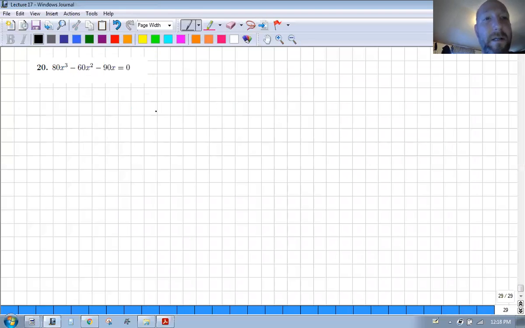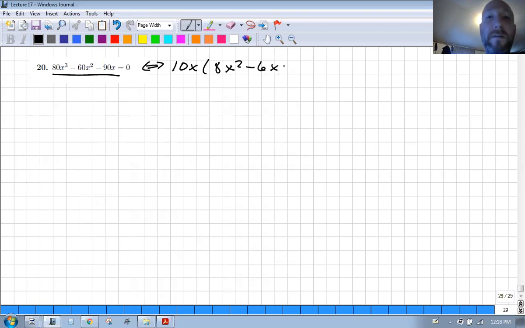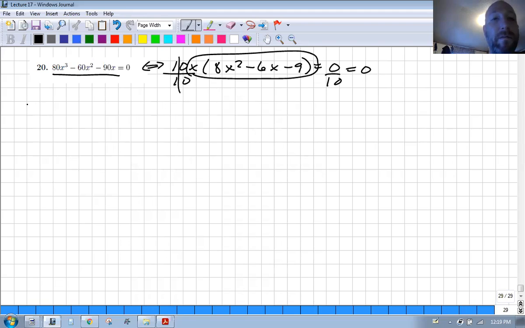All right, this guy, everything has an x in it. Everything's divisible by 10. Let's pull out a 10x. So that would give us an 8x squared minus 6x minus 9. We can get rid of this 10. So now we're just looking at that guy.